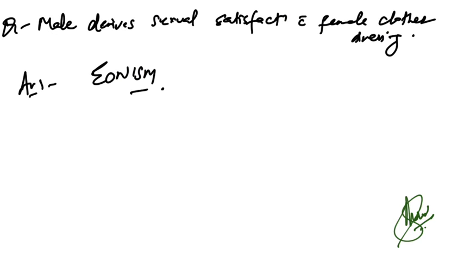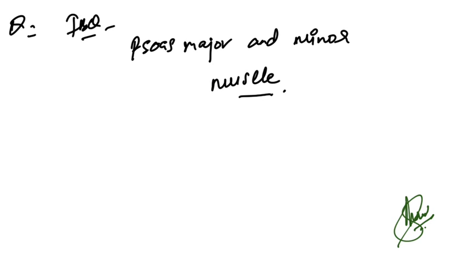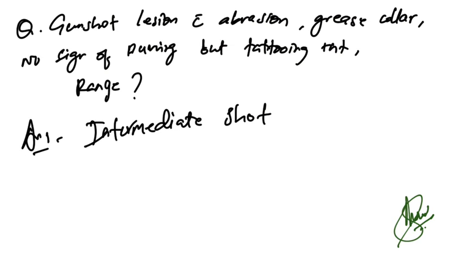Male derives sexual satisfaction with female cloth dressing, that is eonism, that is the correct answer for this. Now truck drivers with single painless genital ulcer lesions, that is primary syphilis, that is the correct answer. Now image based question for psoas major and minor was given, the muscle was marked, so this is the correct answer.